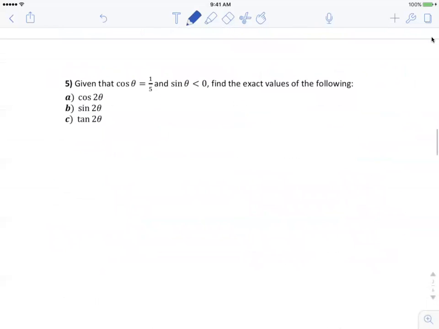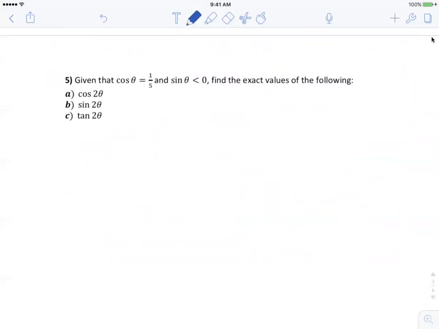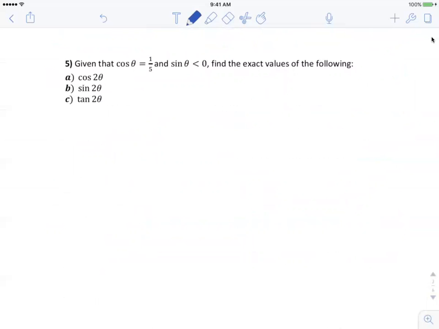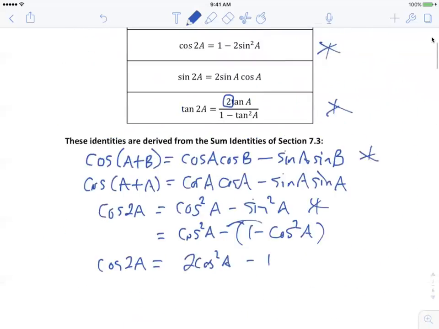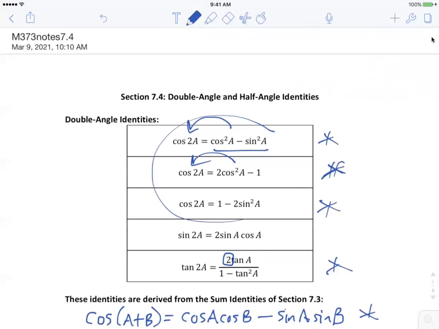The next type we're going to look at is kind of similar to 7.3, where you had some given information, but now you have to find other things. You're going to apply the identities. So for part A, cosine 2 theta, notice what's given is cosine. So you have lots of different versions of that cosine 2 theta. Use the one that just has cosine in it, that's probably your best bet. So again, I'm talking about these 3. You have all 3 of those to choose from.